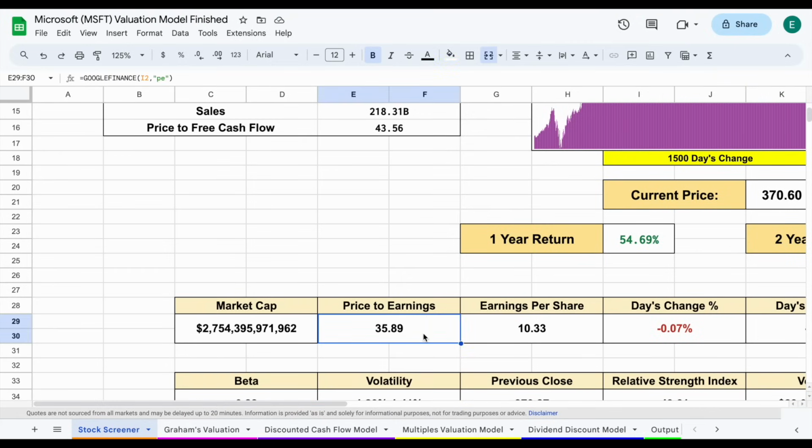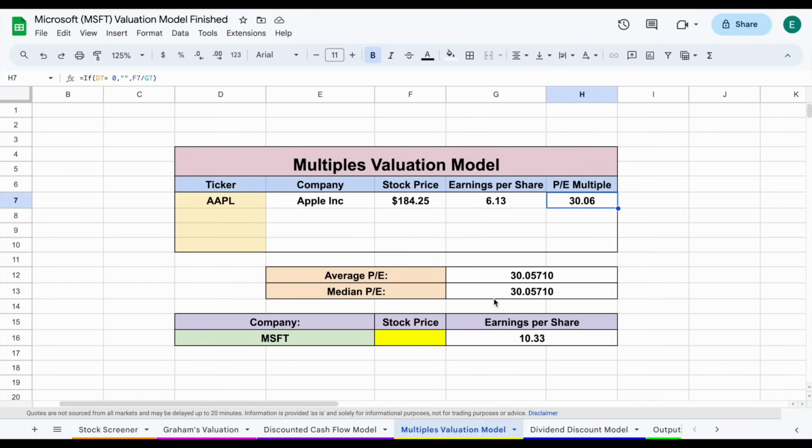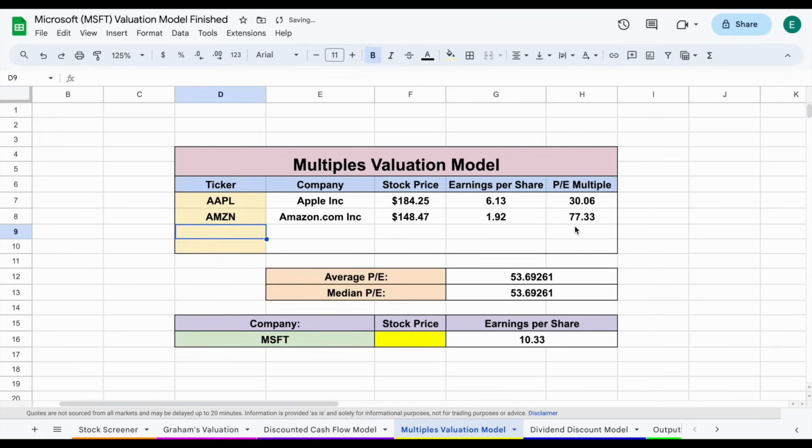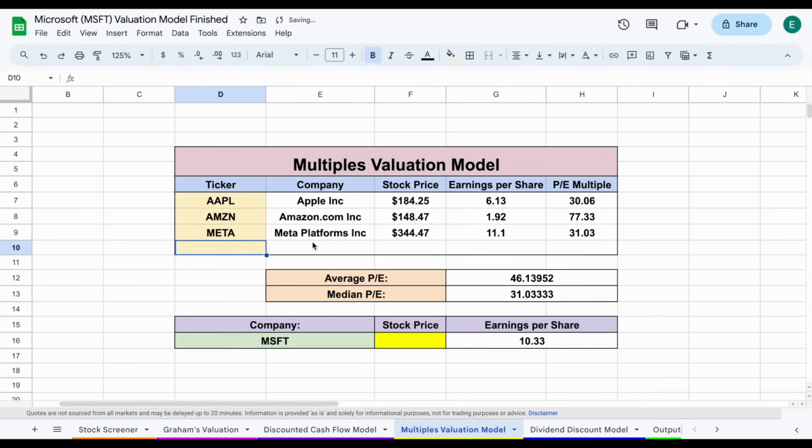So if we jump back over to our multiples valuation, let's plug in another comparable. Let's say after more research, we think the closest company in structure to Microsoft would be Amazon. Again, this is just an example. I'll plug in Amazon and you can see we have our price to earnings multiple. Maybe we plug in another company like Meta. I'll plug in Meta and you can see all of this data will automatically load in once again. So now we have some comparable companies for the stock we're trying to analyze.